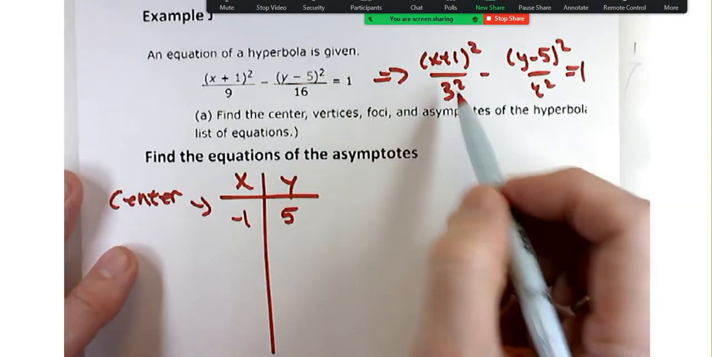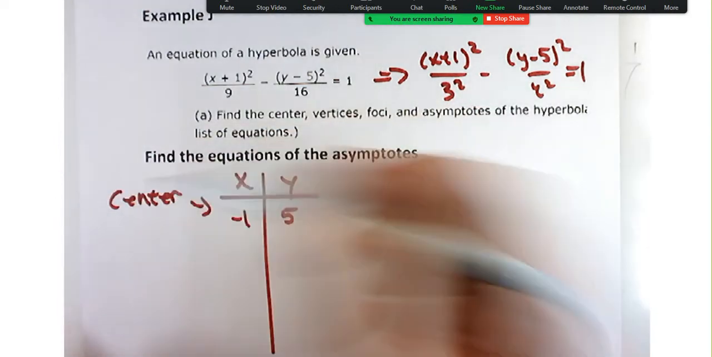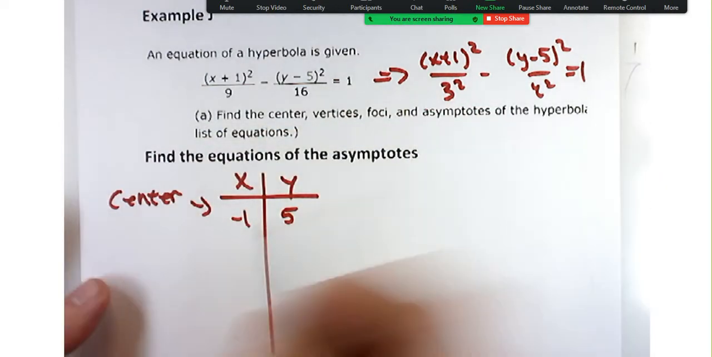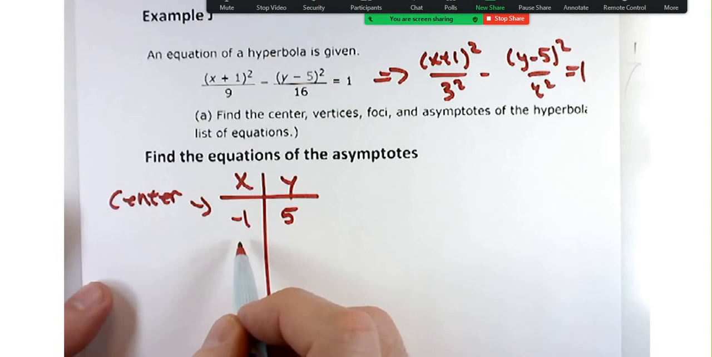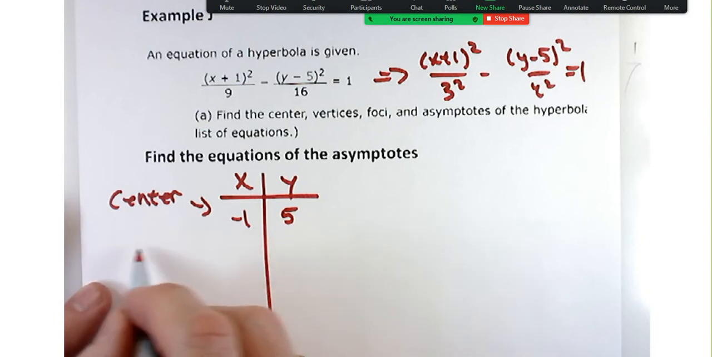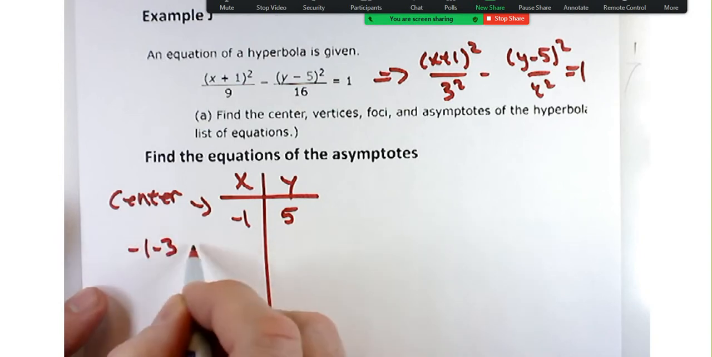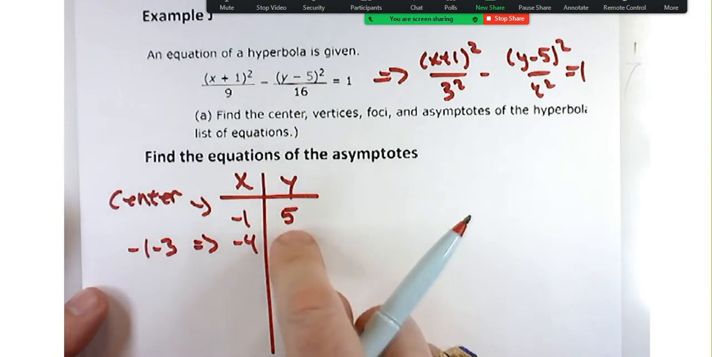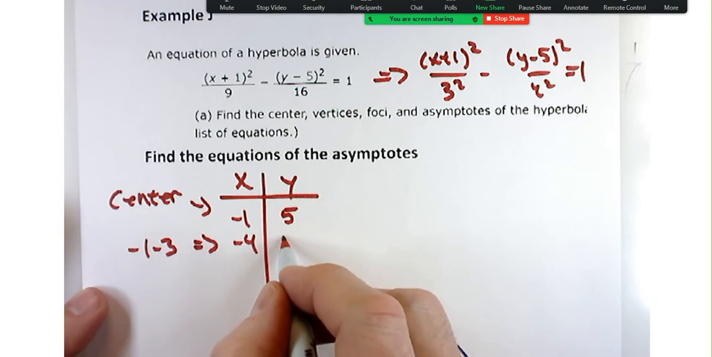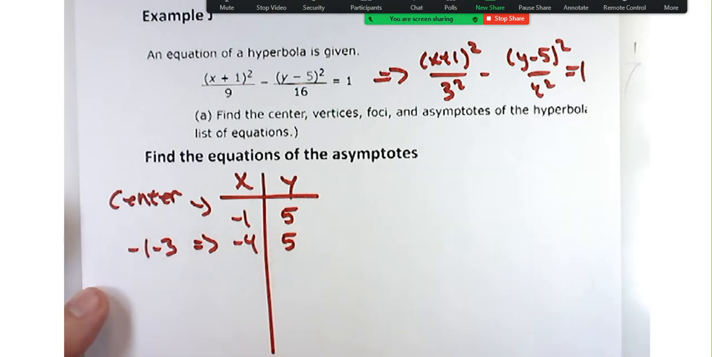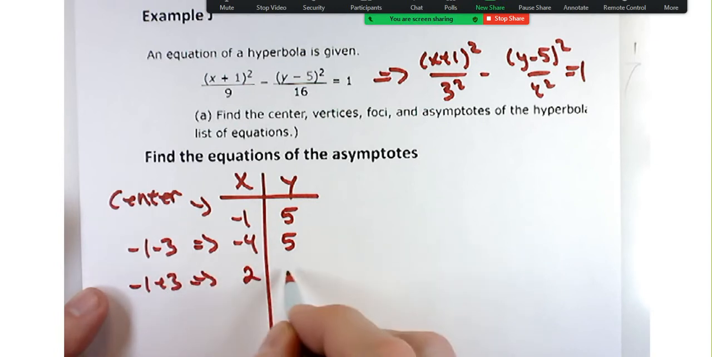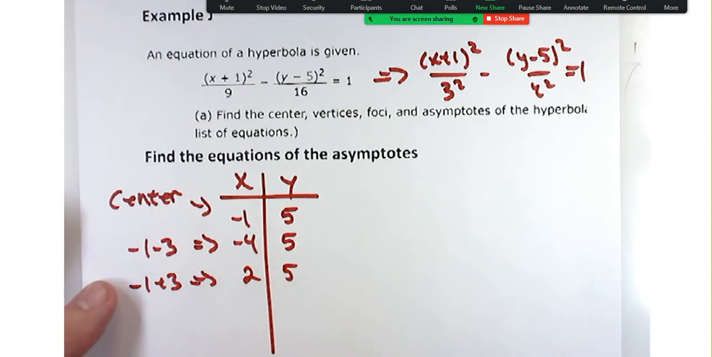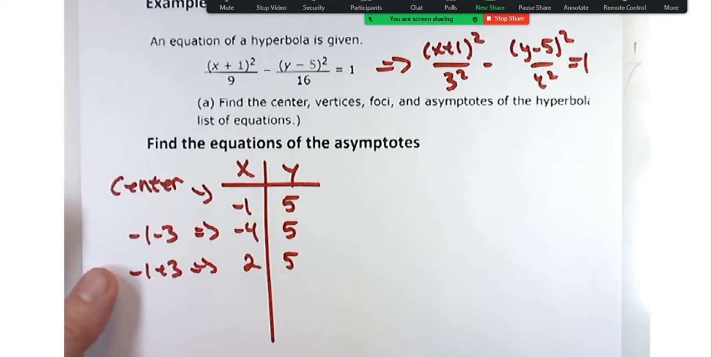So I'm going to go to the left 3 and to the right 3. That means changing the x coordinate by 3. So I go negative 1 minus 3 equals negative 4. Now I'm staying at the same y height, so that would be a 5. And then negative 1 plus 3 gives me 2 and 5. So there are my vertices right there.